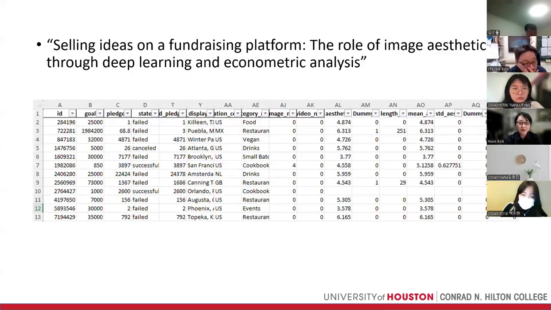So this is an example of how I used startup funding data, the Kickstarter data. And for that, I came up with this research topic: selling ideas on the fundraising platform, the role of image aesthetics through deep learning and econometric analysis.